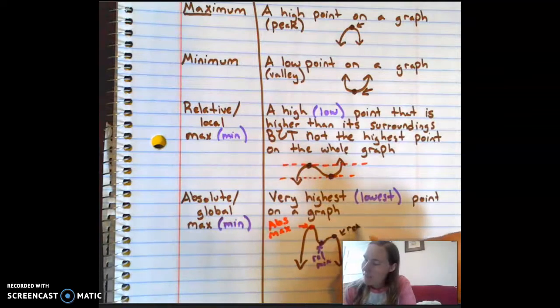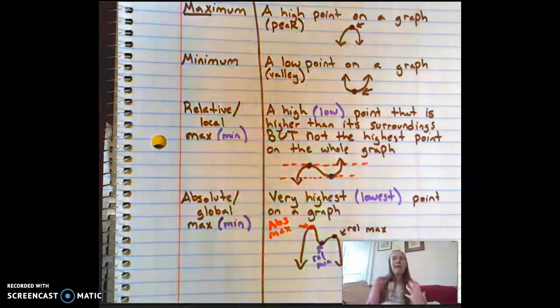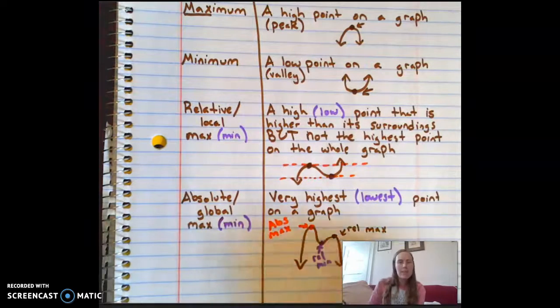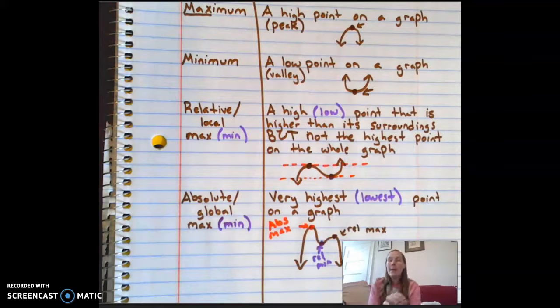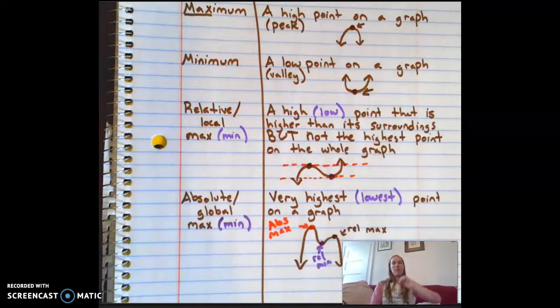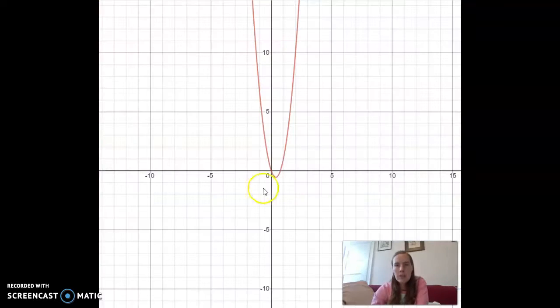It's a relative max. So whenever you're finding extrema, there can be multiples. There can be like 20 relative maxes, 20 relative mins, but there can only be one absolute. So it's the very highest point or the very lowest point. So I'm going to show you some examples on Desmos where we're going to practice seeing, can we figure out what is what? All right, so this is Desmos.